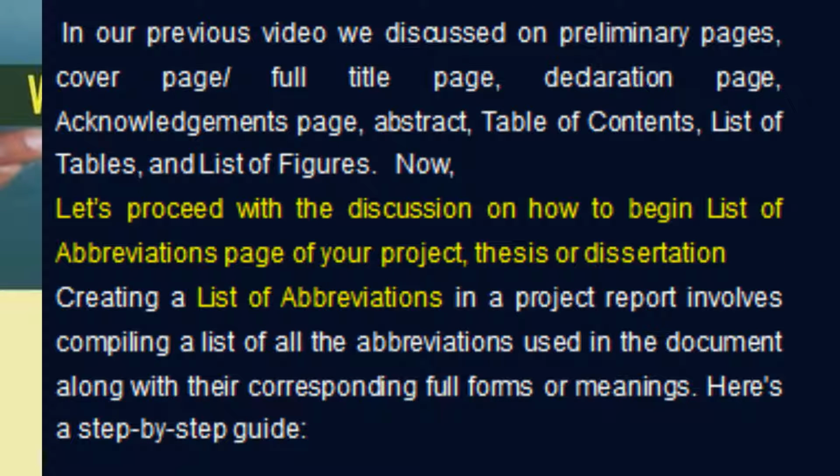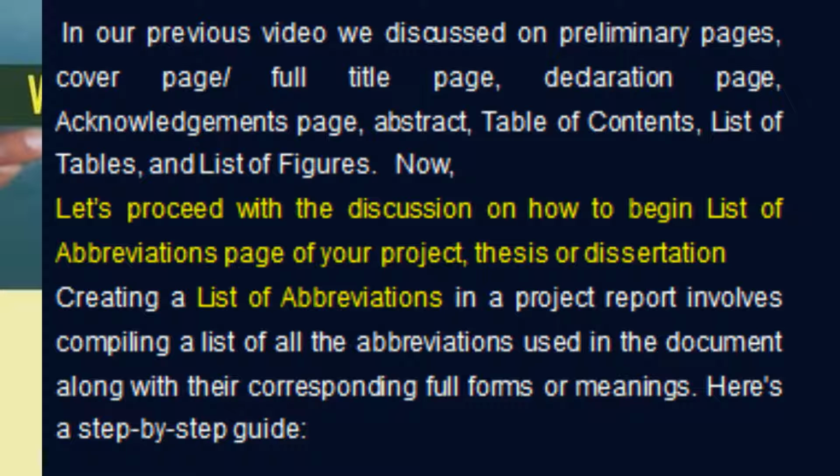In our previous video we discussed preliminary pages: cover page / full title page, declaration page, acknowledgements page, abstract, table of contents, list of tables, and list of figures. Now, let's proceed with the discussion on how to begin the list of abbreviations page of your project, thesis, or dissertation. Creating a list of abbreviations in a project report involves compiling a list of all the abbreviations used in the document along with their corresponding full forms or meanings.